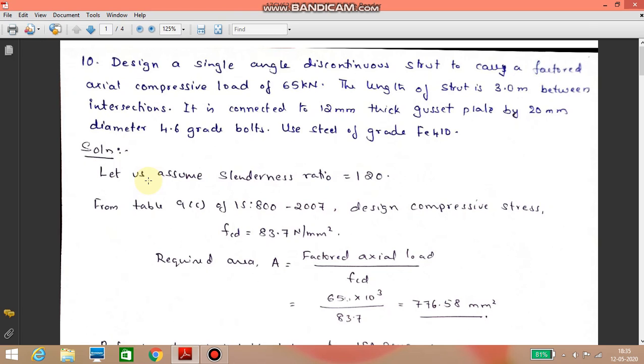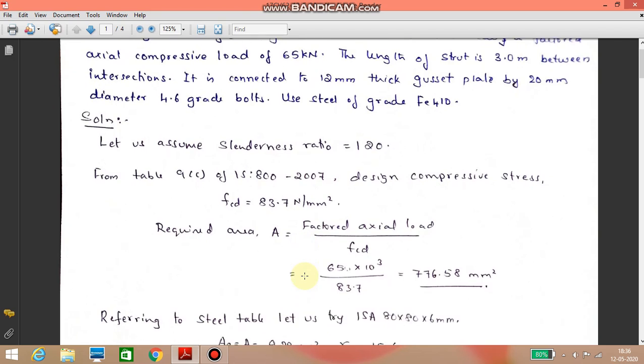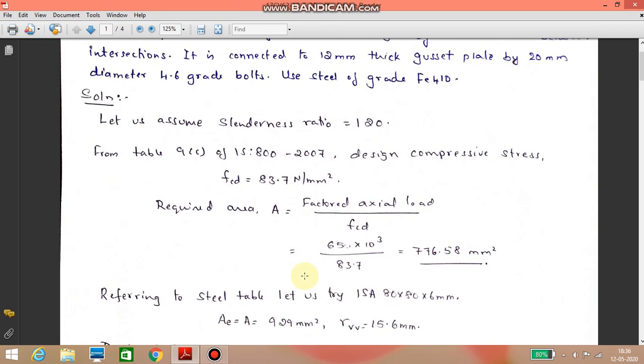In this type of problem, especially single angle discontinuous strut or sometimes double angle discontinuous strut, in the initial step itself we can assume the slenderness ratio. Here we will assume slenderness ratio equal to 120. So for 120 from table number 9C, the design compressive stress fcd equal to 83.7 Newton per millimeter square. Now the required area is equal to factored axial load divided by fcd, that is 65 into 10 raised to 3 divided by 83.7 works out to be 776.58 millimeter square.